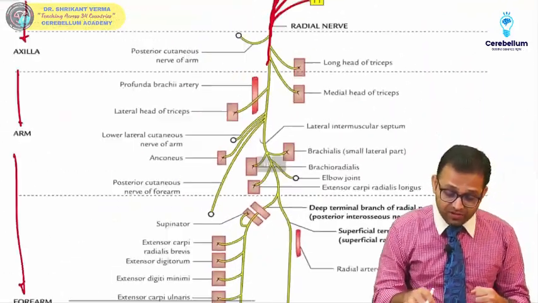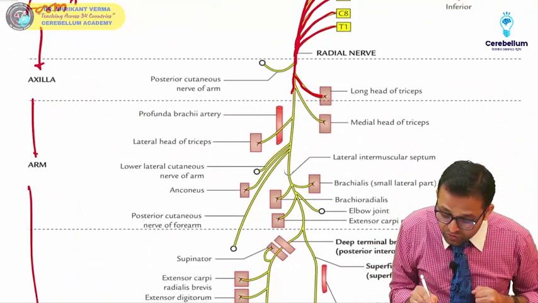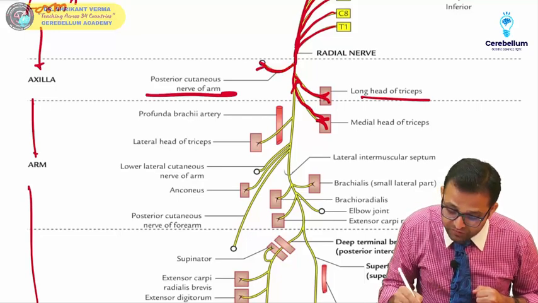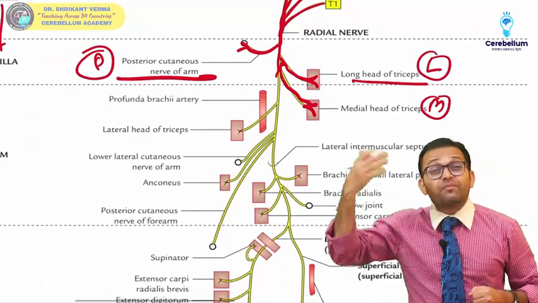Okay, so the same thing you can observe here. It is giving the branches to the long head of the triceps, medial head of the triceps, and posterior cutaneous nerve of the arm. So L, M, P. These are the branches above the radial groove.